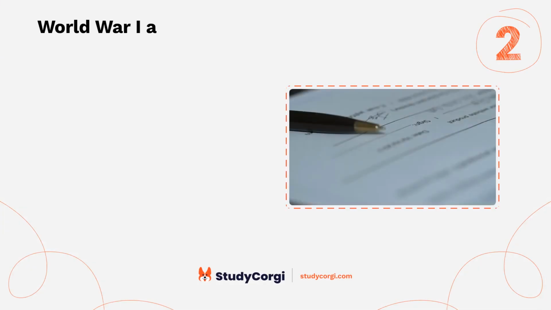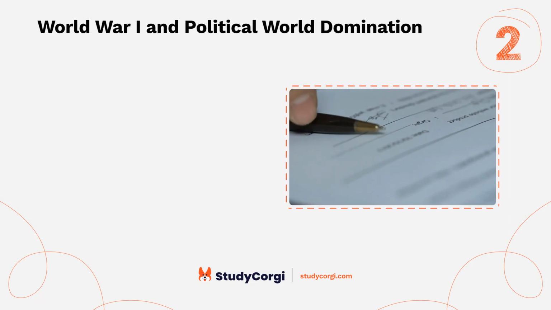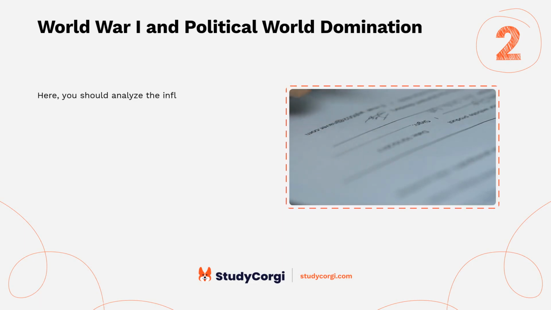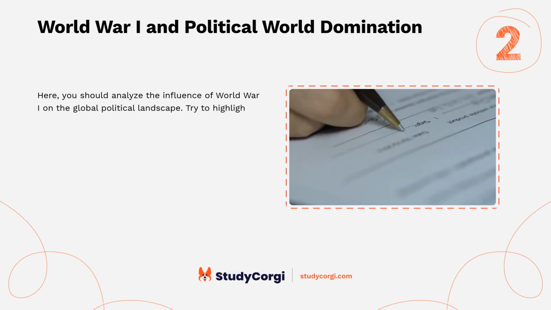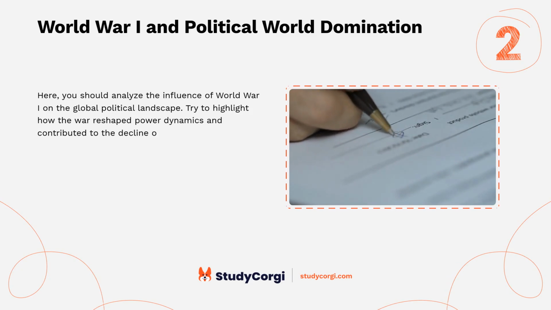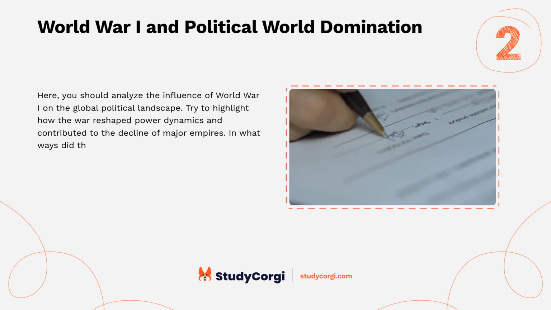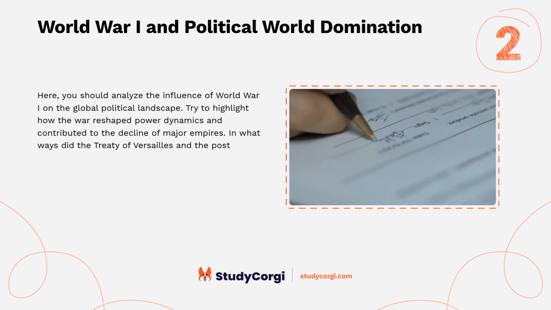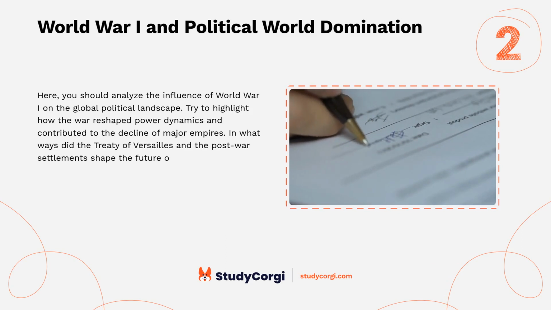World War I and political world domination. Here, you should analyze the influence of World War I on the global political landscape. Try to highlight how the war reshaped power dynamics and contributed to the decline of major empires. In what ways did the Treaty of Versailles and the post-war settlements shape the future of international relations?